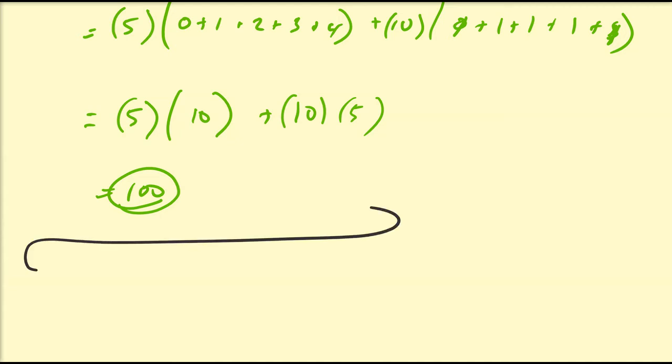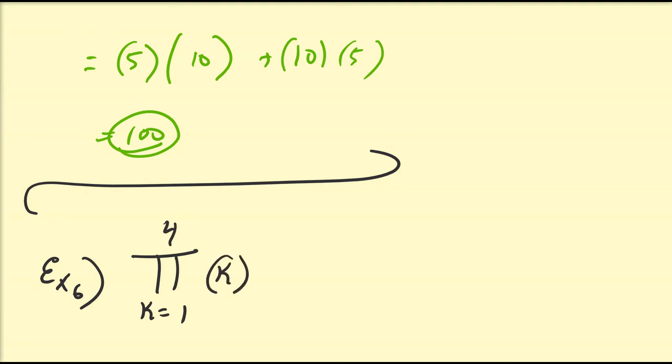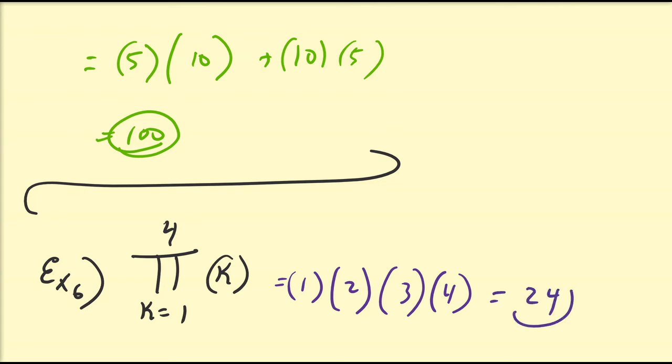So now let us look at the product notation. Example 6. This is going to go similarly. This is going to be the product from k equals 1 to 4 of the expression k. So we're going to multiply all the numbers k from 1 to 4. So this is going to be 1 times 2 times 3 times 4. So 1 times 2 is 2, times 3 is 6, times 4 is 24.